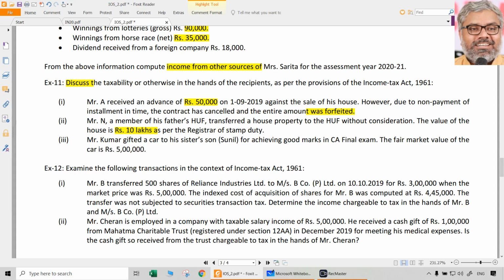So is a family member. That means he is a relative according to the definition. Hence, gift received by HUF from the relative is not taxable. Third point, Kumar gifted a car.